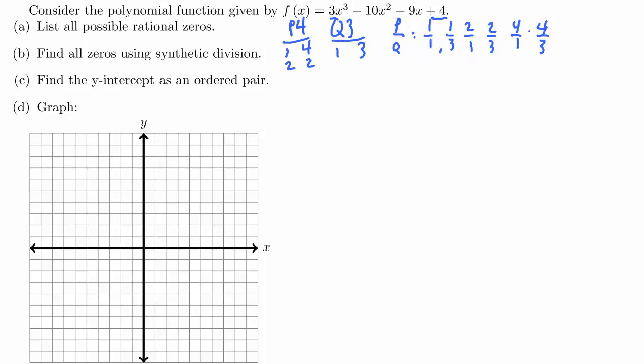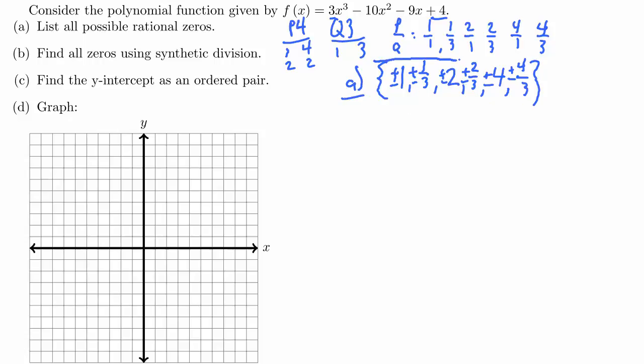And so I write down all of these simplified, and so that's 1, 1/3, 2, 2/3, 4, and 4/3. Except all of these are plus or minus. Now, some people want to be able to just put a plus or minus at the beginning. Unfortunately, we can't do that. So this is A. This is all possible rational zeros here.